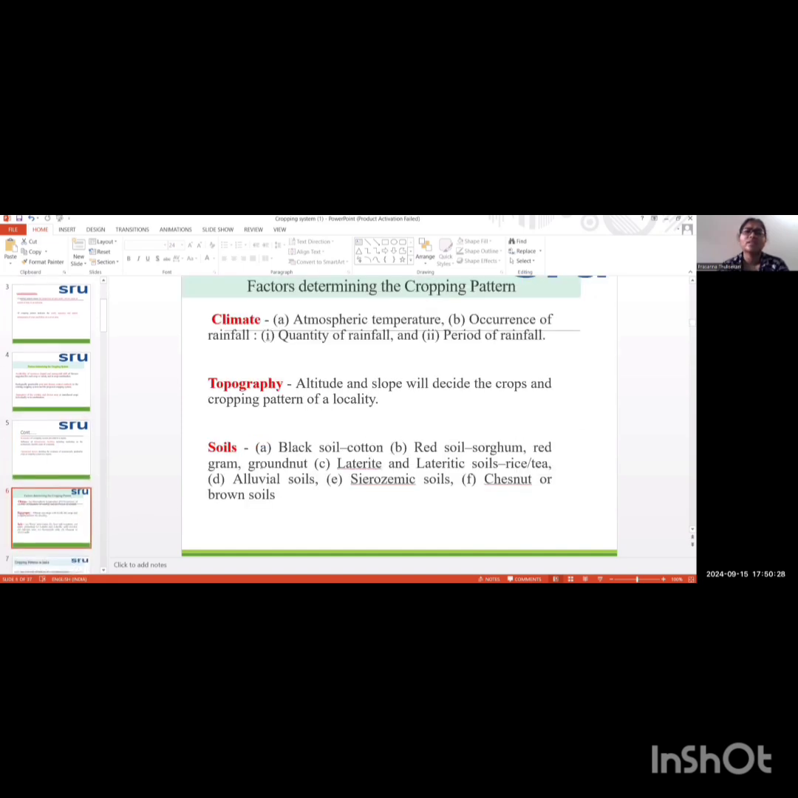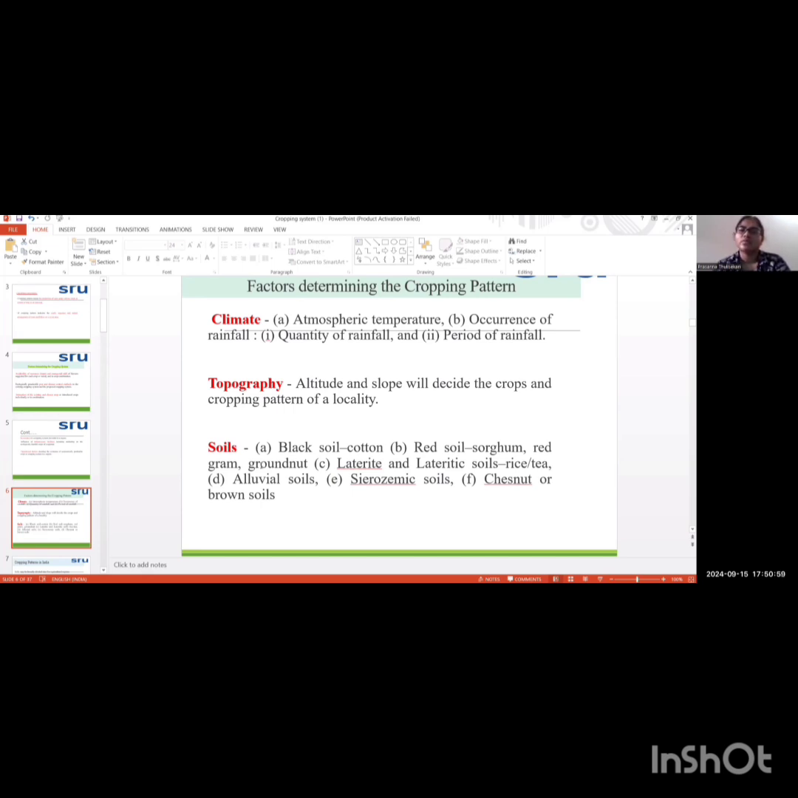Next is factors determining the cropping pattern. First is climate, next is topography, and the third one is soils. Under climate, we have atmospheric temperature, occurrence of rainfall, and under rainfall also we have quantity of rainfall and period of rainfall. Under topography, first is altitude, that is the height, and the slope that will decide the crops. Also the cropping pattern of the locality will depend on the topography of that area.